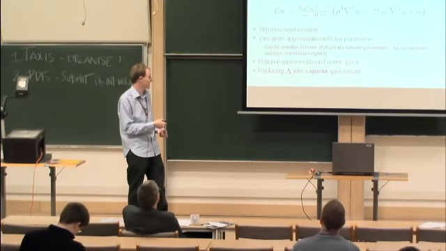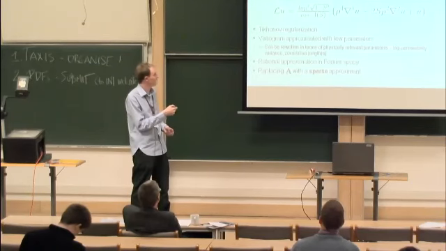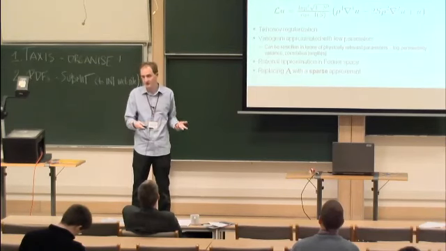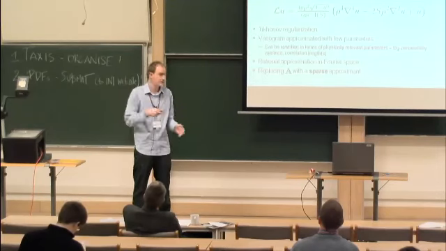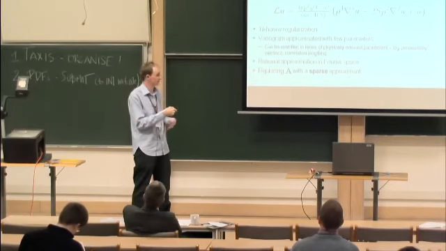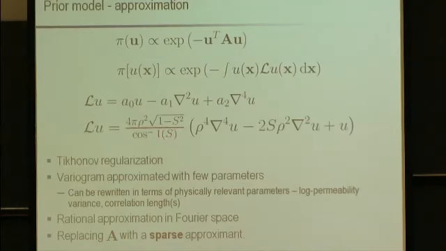Another way of thinking about it is that it's a rational approximation of any variogram in Fourier space. So you're just taking the first few terms in the Taylor expansion of this operator in Fourier space, of your variogram in Fourier space, because the variogram leads to this operator, and this is the first few terms in the Taylor expansion.